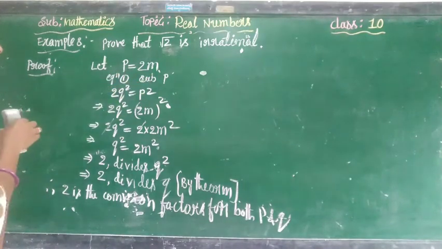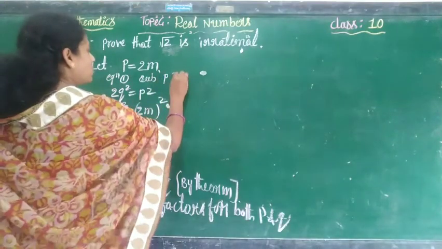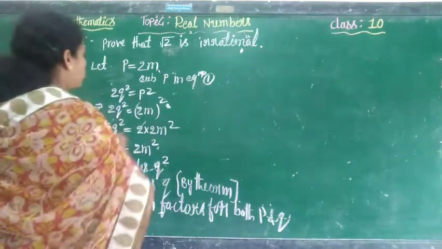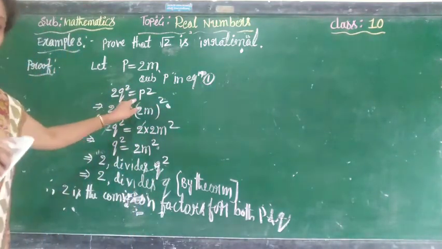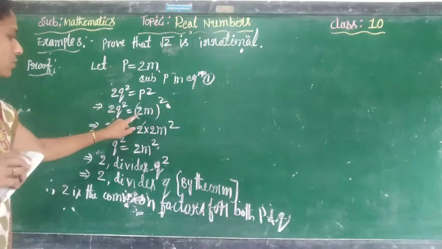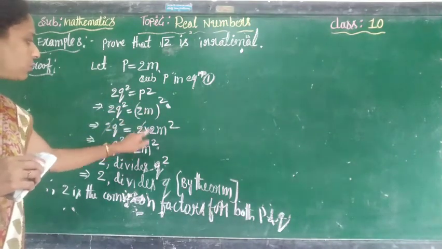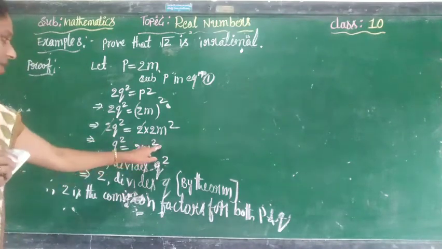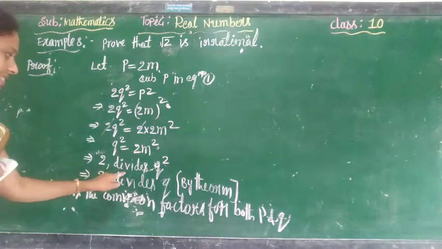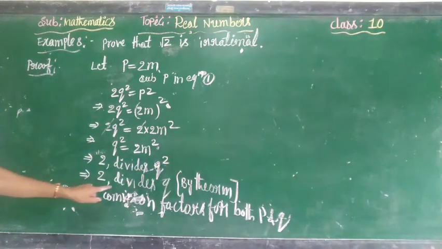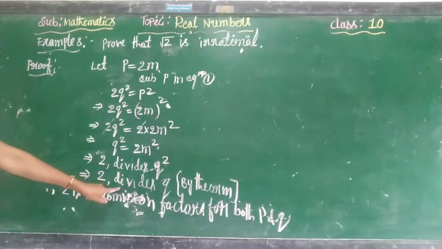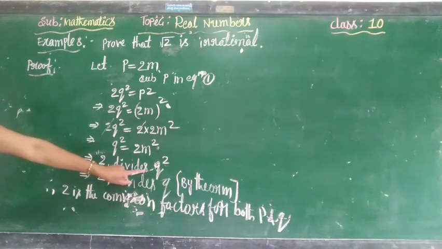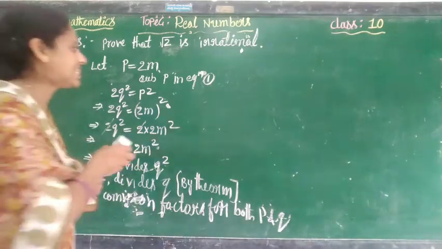Once again, P is equal to 2m. Substitute P in equation 1. 2Q square is equal to P square. 2Q square is equal to 2m whole square. 2 into 2 m square. 2 get cancelled. Q square is equal to 2m square. So 2 divides Q square and 2 divides Q. So therefore 2 is the common factors for both P and Q. This contradicts that.